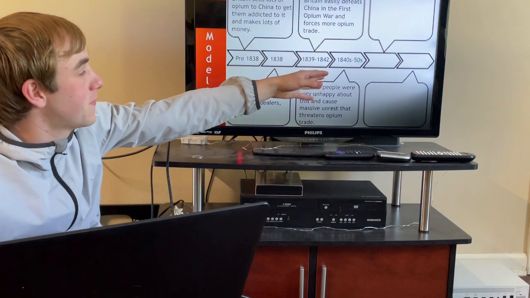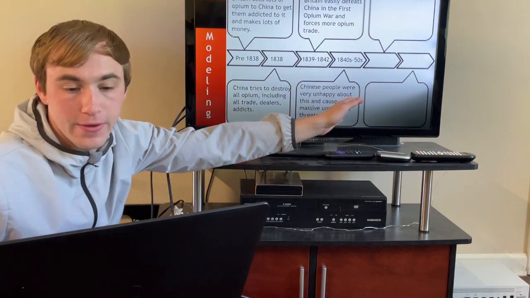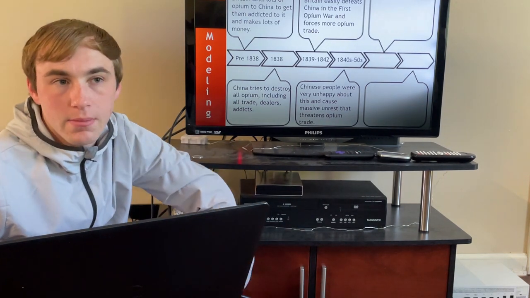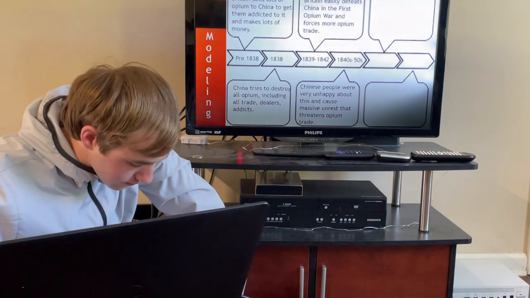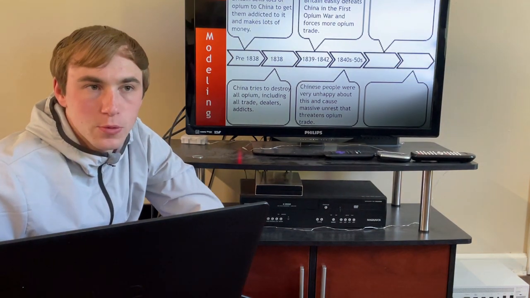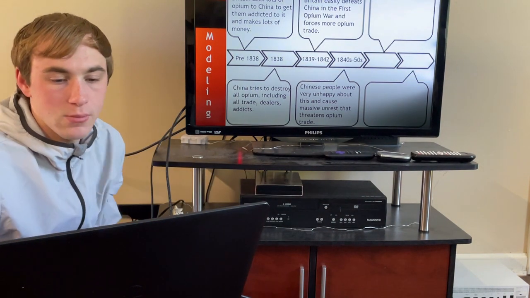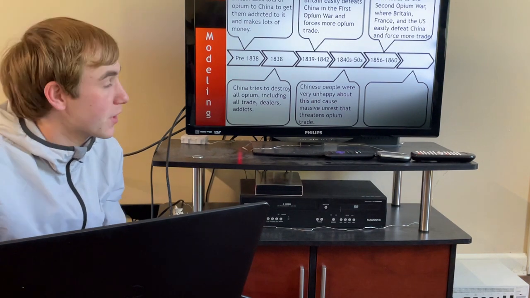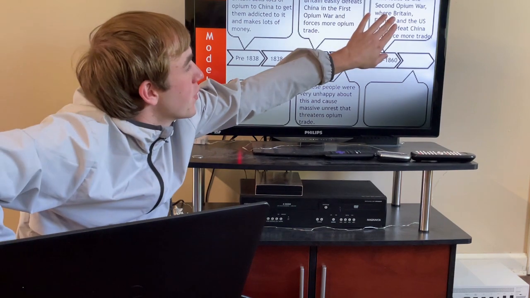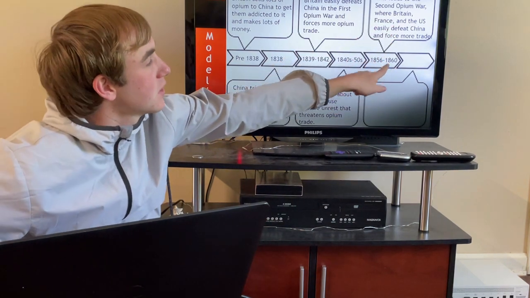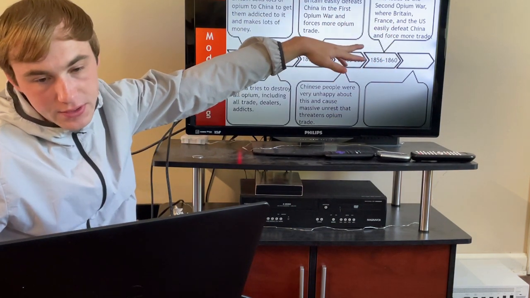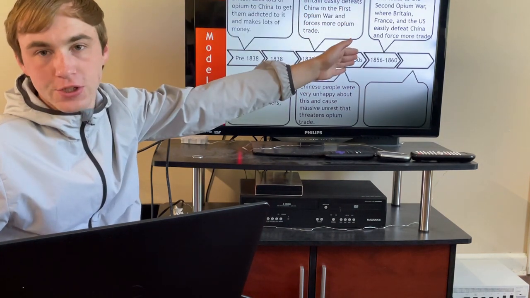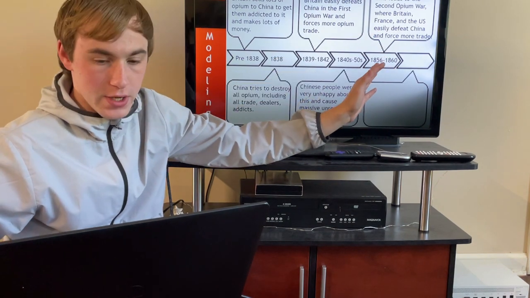Because of that, in the 1840s, 50s, Chinese people are not happy about the fact that even more opium trade is going on. This causes massive unrest and protests and everything. That basically threatens the expanding opium trade. Because of this, we get to another opium war. So the Second Opium War from 1856 to 1860, Britain, France, and the U.S. all come in and once again easily defeat China and force a lot more opium trade.